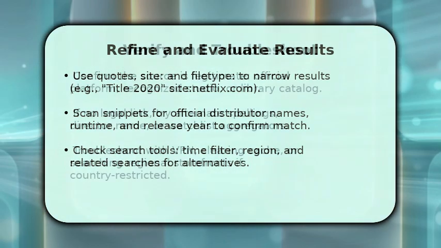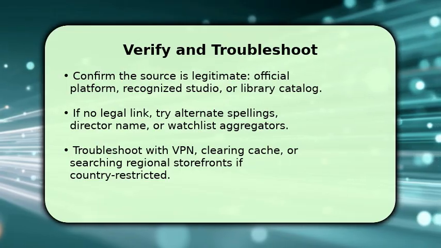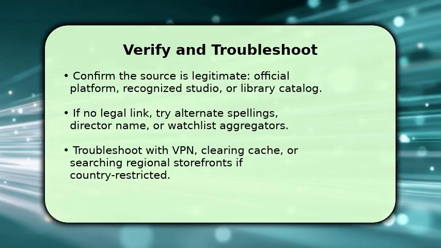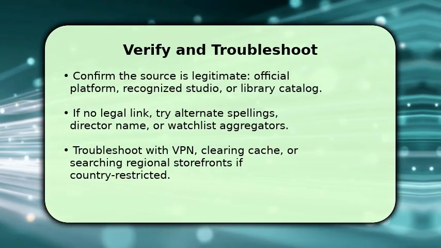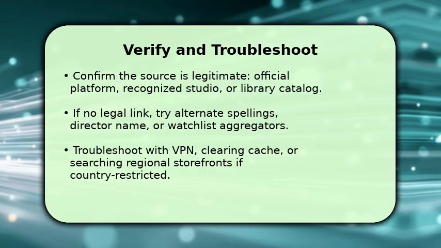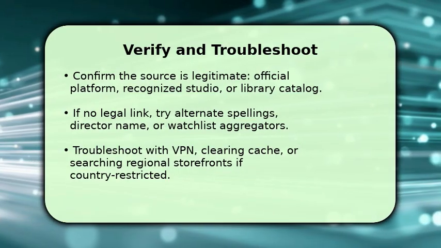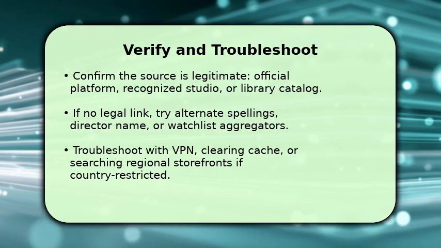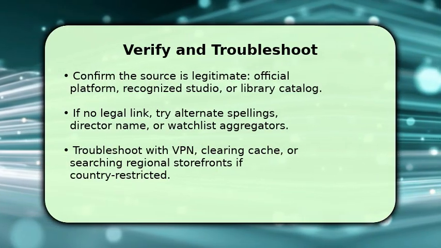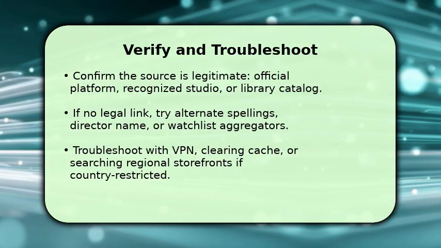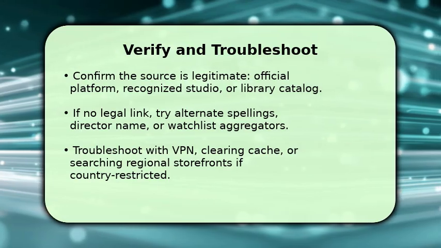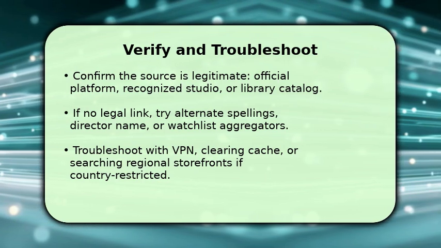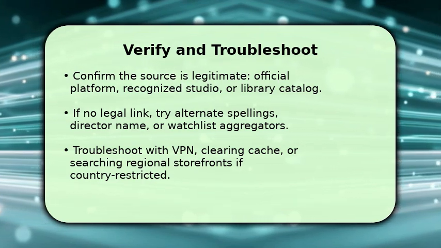Finally, verify each found link by checking for official branding, a secure padlock, and accurate metadata. This helps avoid pirated or harmful sites. If you still can't find a legal link, try alternate spellings, include the director or lead actor, or use aggregator terms like where to watch to reveal rentals and library options. If results seem blocked by region, consider a VPN or clear your cache and retry with the appropriate country setting. Troubleshooting tip: if playback fails, refresh and confirm browser and DRM.